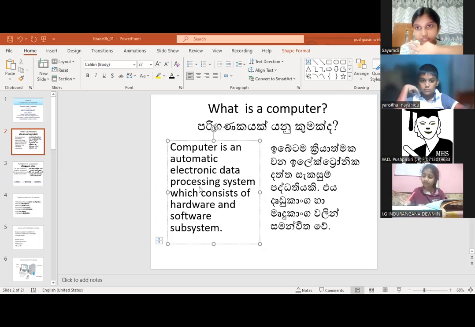Because these words are a bit heavy, try to pronounce them. So the first day it is very difficult, but second, third day you will be okay, right? Okay, so then we have to understand what the computer does, right?